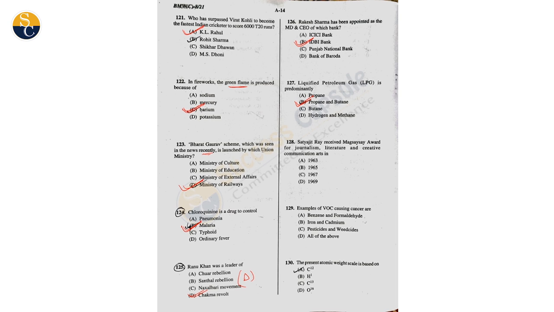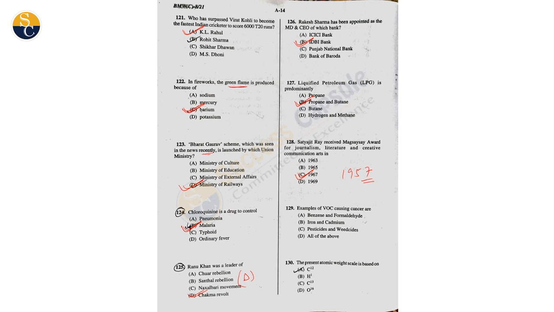Satyajit Ray received the Magsaysay Award in 1967. And this award was established in 1957. And it is named after the President of the Philippines.